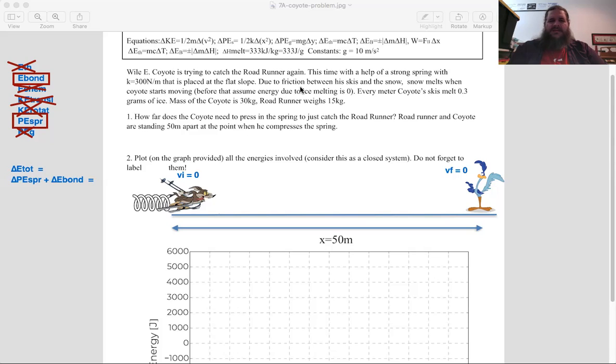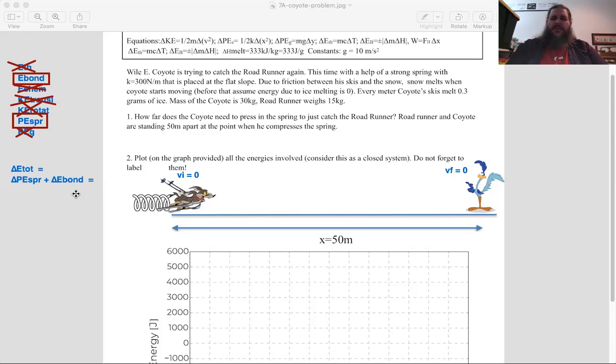What's happening instead? What's friction actually doing? What's the one thing this paragraph says about what friction is doing? Yeah, due to friction, the snow melts. So friction is actually causing a change in what kind of energy? Right, friction is causing a change in bond energy, which we are including in our equation.